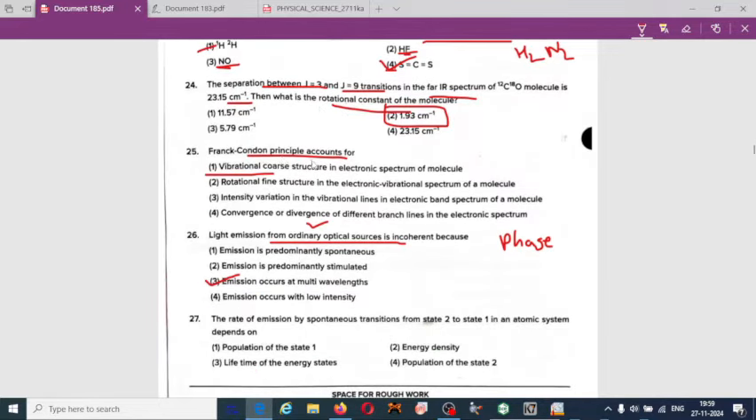Franck-Condon principle accounts for, 25th, option 3, intensity variation in the vibrational lines in electronic band spectrum of molecule.